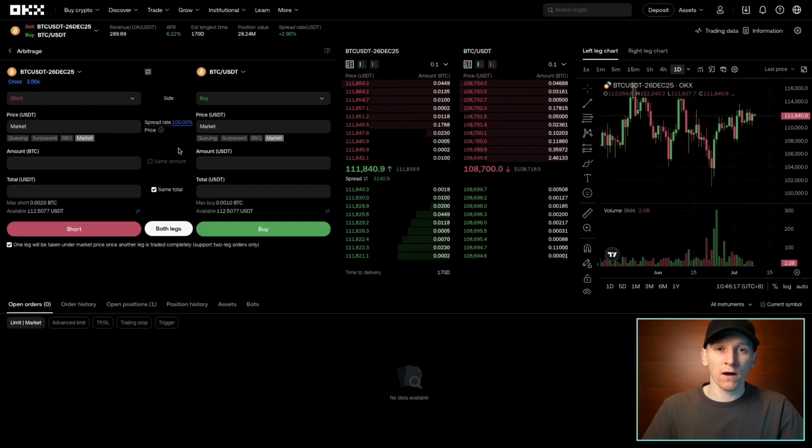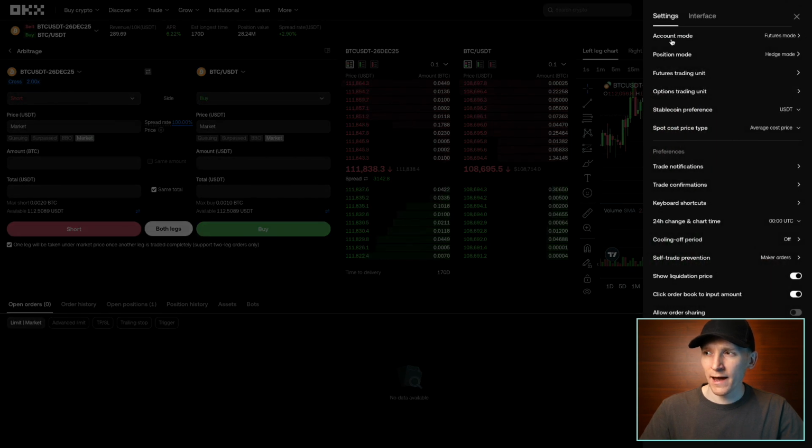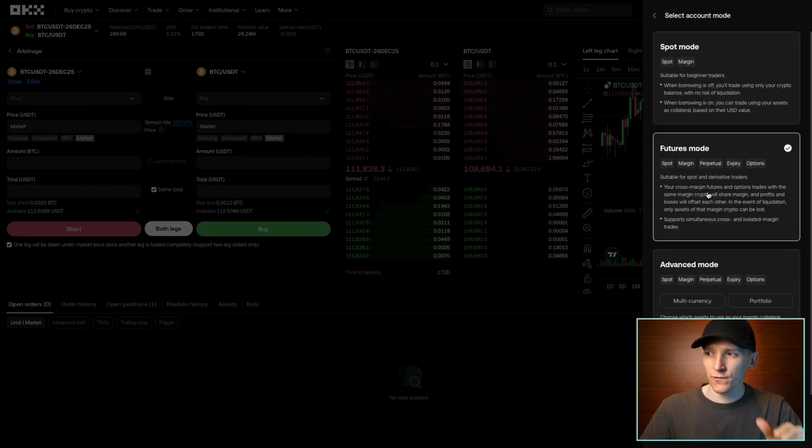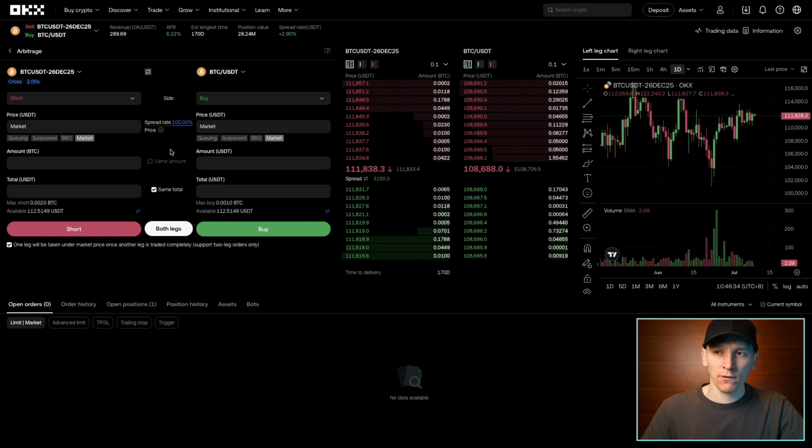Before carrying out the trade, there are a few considerations, and we need to make sure that our account mode is correct. So in the trading screen on OKX, go to the settings in the top right, and your account mode here needs to be in either futures mode or advanced mode. You can't use this with spot mode, and the reason being is exactly how we're carrying out the trade.